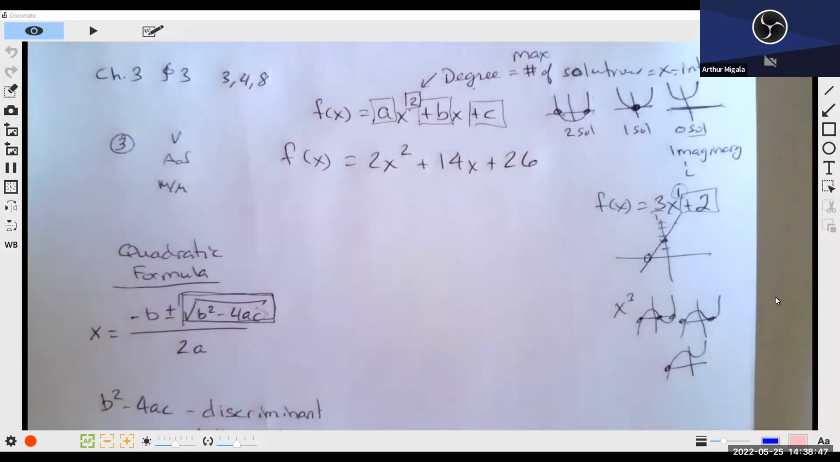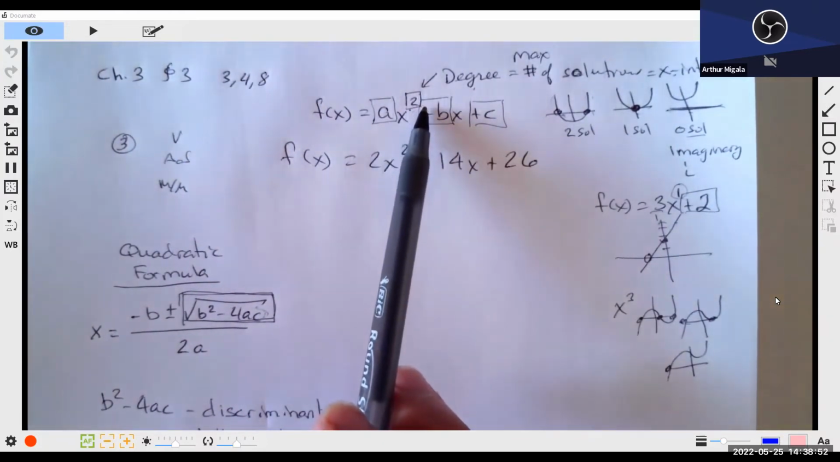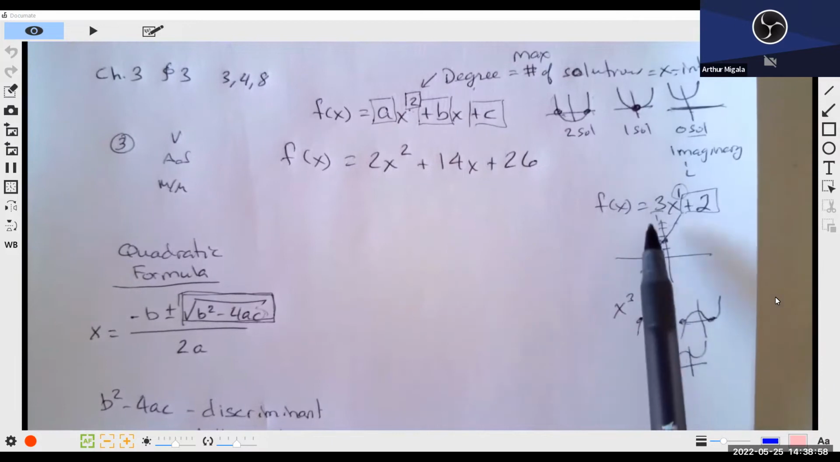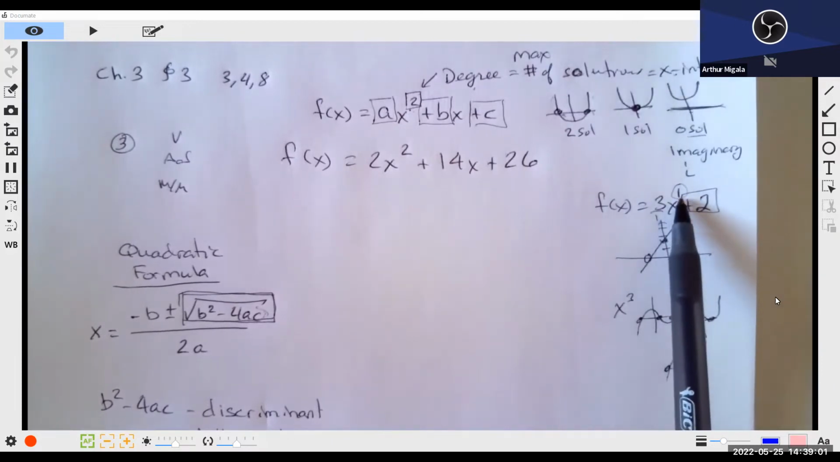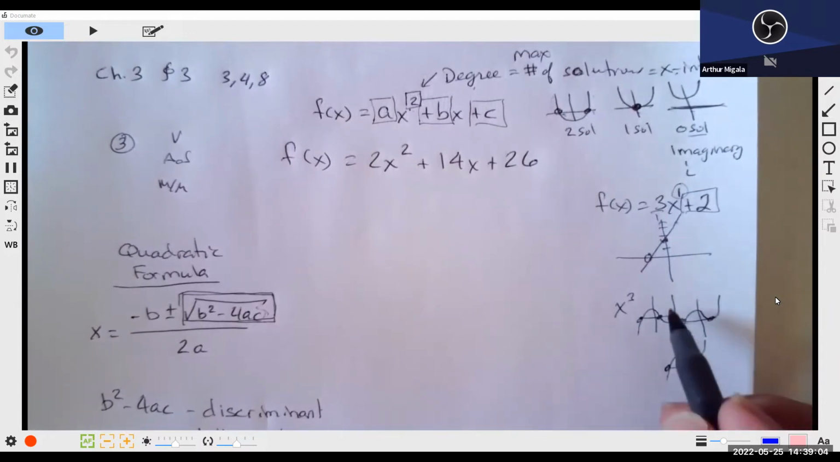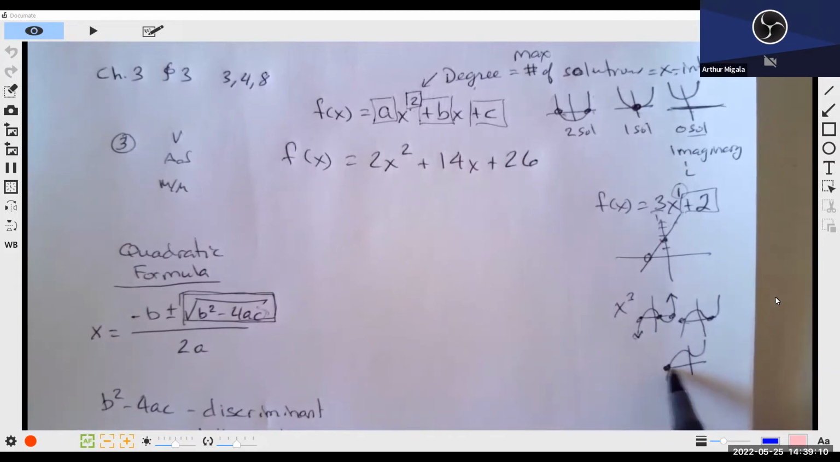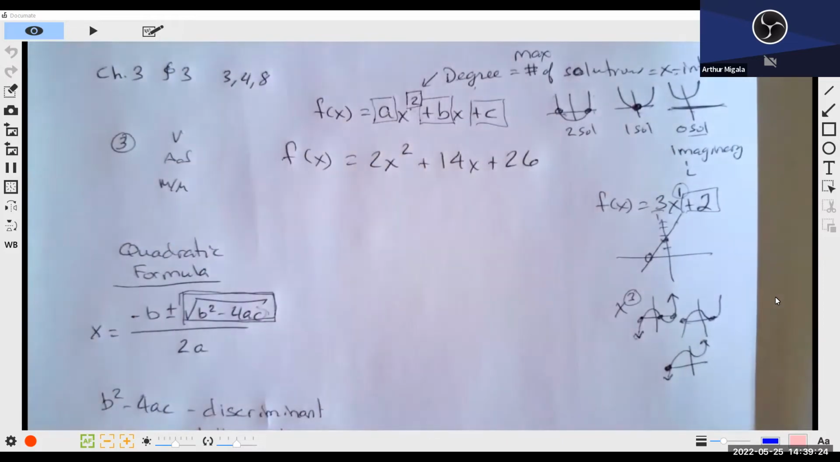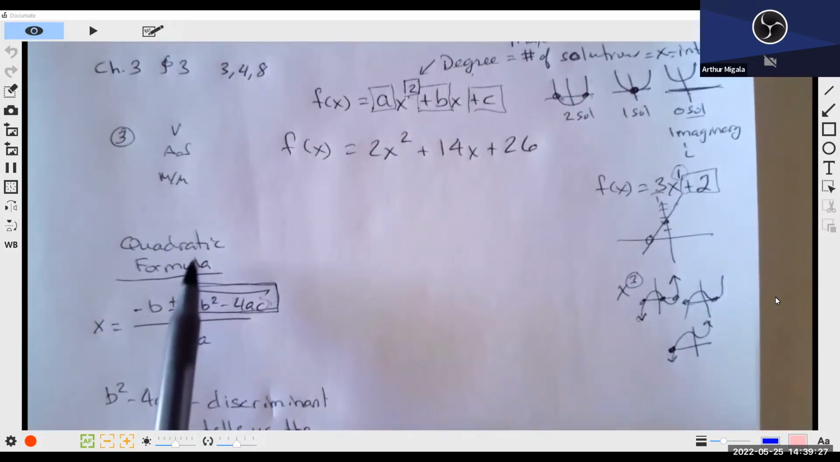And in the video, it tells you even degrees: if the degree is even, you can go anywhere from that number down to 0 solutions. But with odd degrees, 1, 3, 5, 7, 9, both ends point in different directions, so you have to have at least 1 solution. Because both ends point in different directions, it has to cross the x-axis somewhere. The explanation and the graphs are all in the videos. So, back to the quadratic formula.